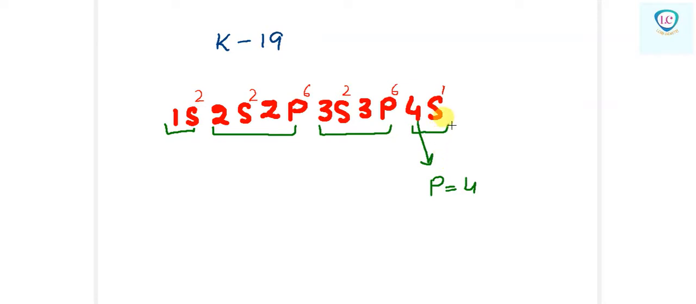Now in order to determine the group number, you can see the valence shell contains only one electron, therefore its group will be first A, it belongs to the first A group. And here you can see the valence electron is present in the s subshell, so the block of potassium will be s block, it belongs to the s block of the periodic table.